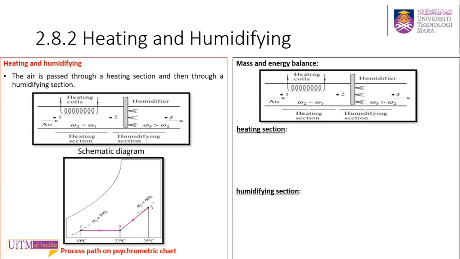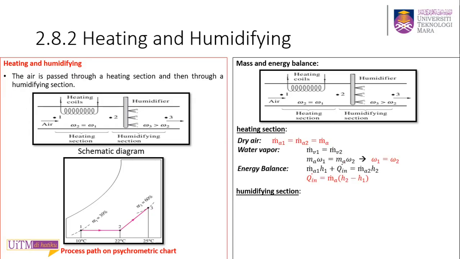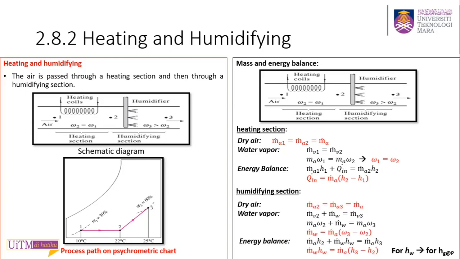The process path for the processes involved can also be illustrated using the psychometric chart as shown in the second figure. Now, for mass and energy balance equation, each process must be analyzed individually. For the heating section, it is basically the same as the simple heating process before, and the equations are as follows. At the humidifying section, for dry air, the mass flow rate will remain constant during the process.